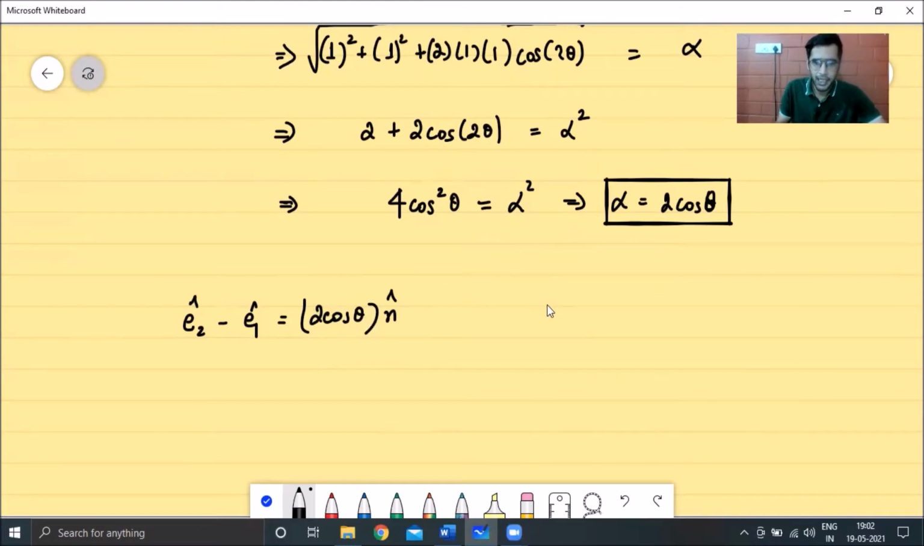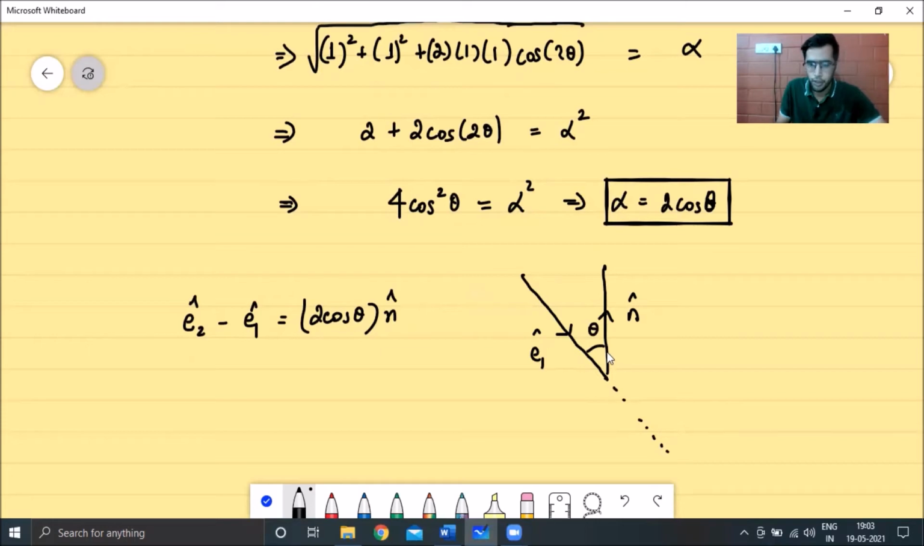And now what is the angle between E1 cap and N cap? So this was your incident ray and this was your normal vector. This was a unit vector along the normal. So this was E1 cap and N cap. And we have taken this angle as theta. So the angle between E1 cap and N cap, as you always remember, you always find the angle between two vectors between their tails.